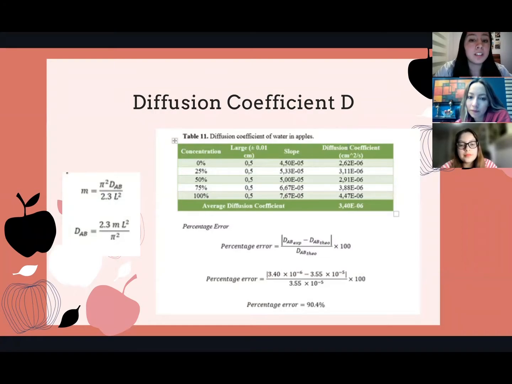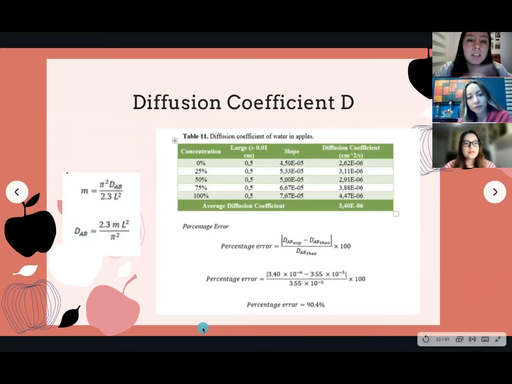So now we will consider the slope of each graphic in order to calculate the diffusion coefficient of water in apples according to the different concentrations of sugar. The final equation gave us which parameters affect the slope, and in this case, M is given by the graphic and L is 0.50 centimeters, which is the height of the apple plate. In this case, we will substitute all of this data in this equation that you can find on the left-hand side. And you can find that table 11 shows the diffusion coefficient for each of the concentrations.